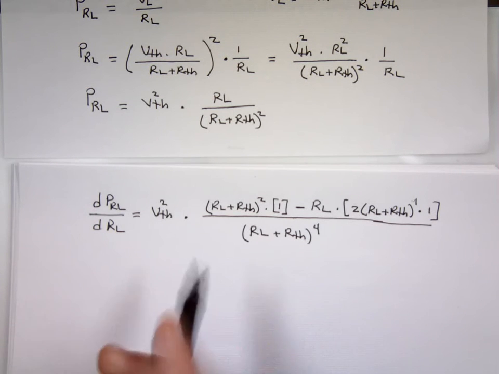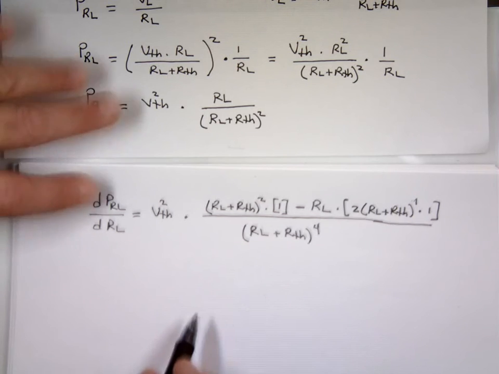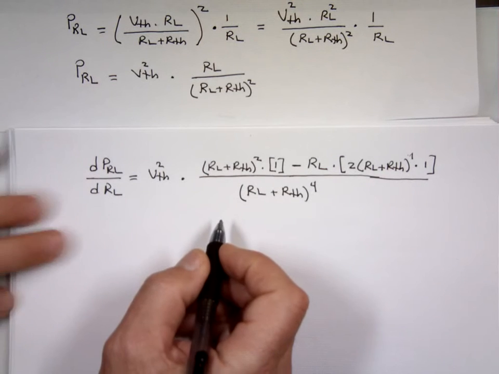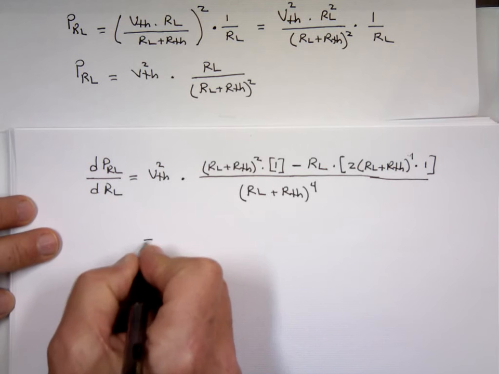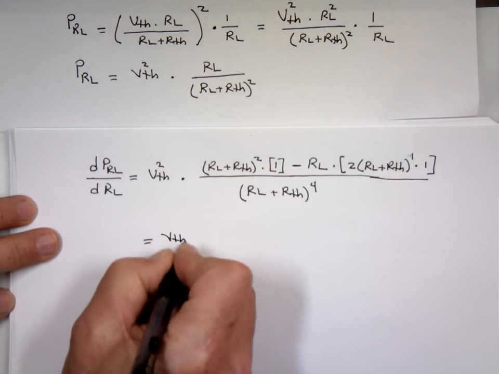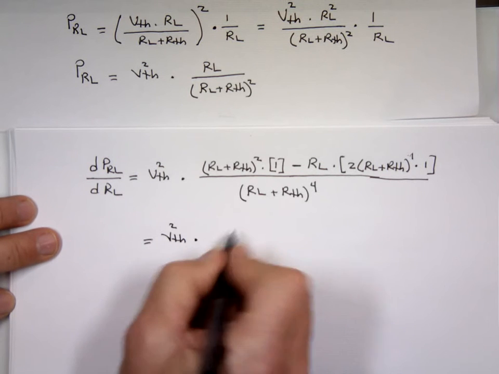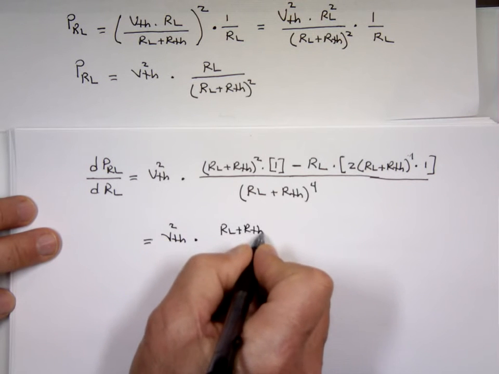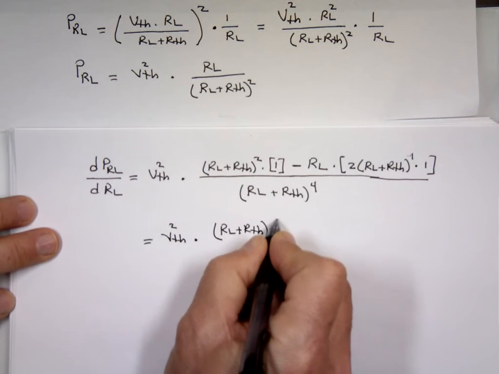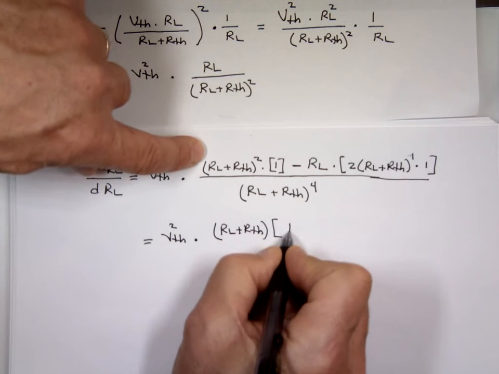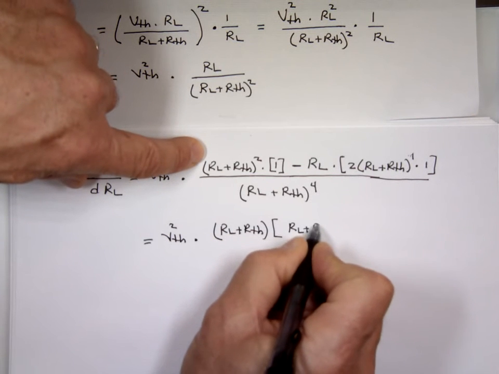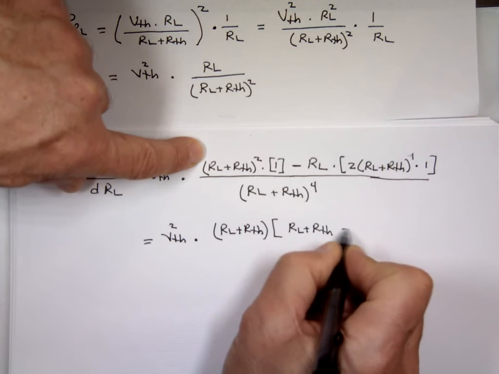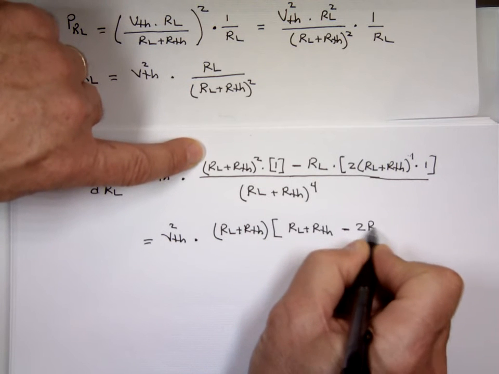What I could do here is factor out RL plus R Thevenin from each one of them. So if I factor RL plus R Thevenin from each one, what's left in this one? It's one of these still. And this will be 2 times R sub L.